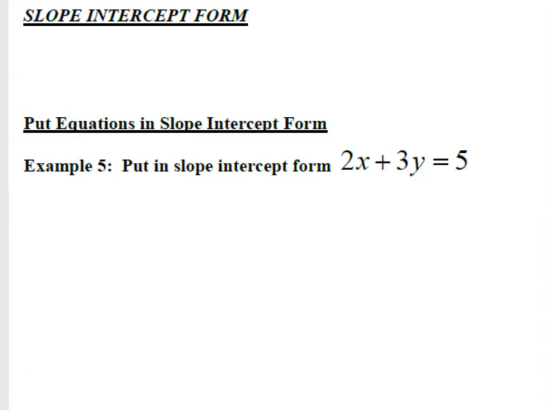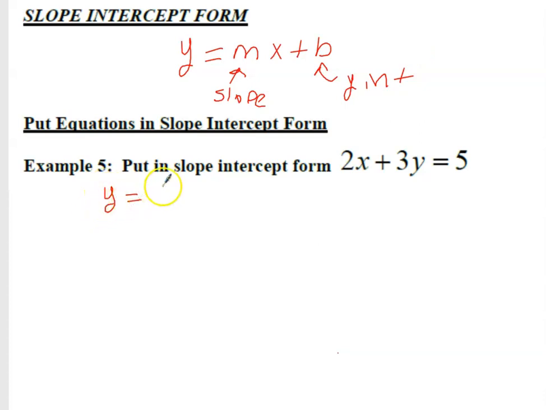Welcome back. We're going to start out here in this video looking at slope intercept form, again, which is y equals mx plus b. M is going to be our slope. B is going to be our y-intercept. Okay, so it says put this equation in slope intercept form, which simply means solve it for y.